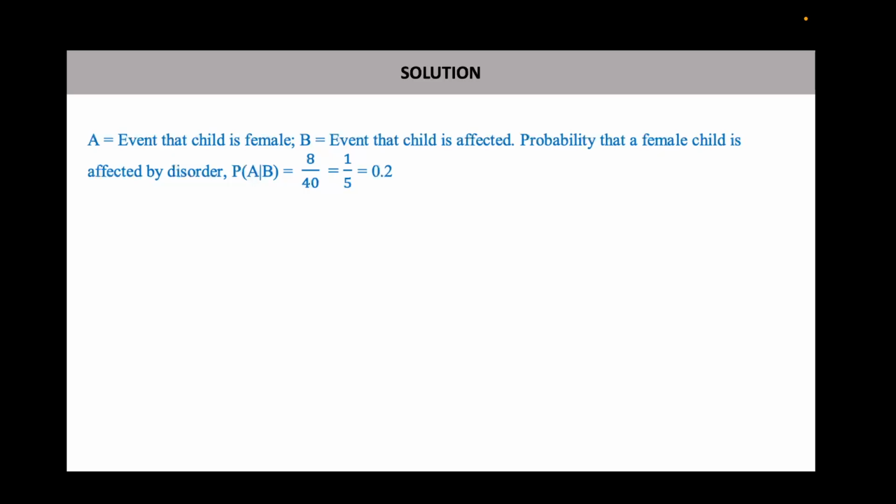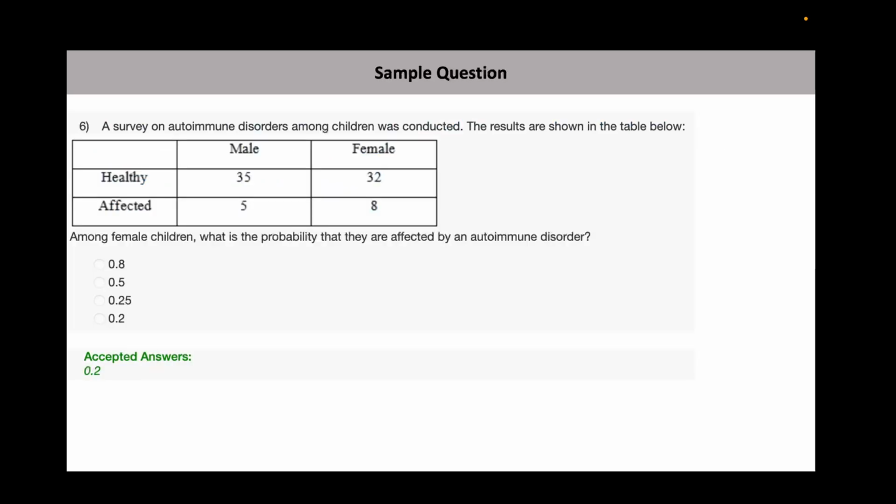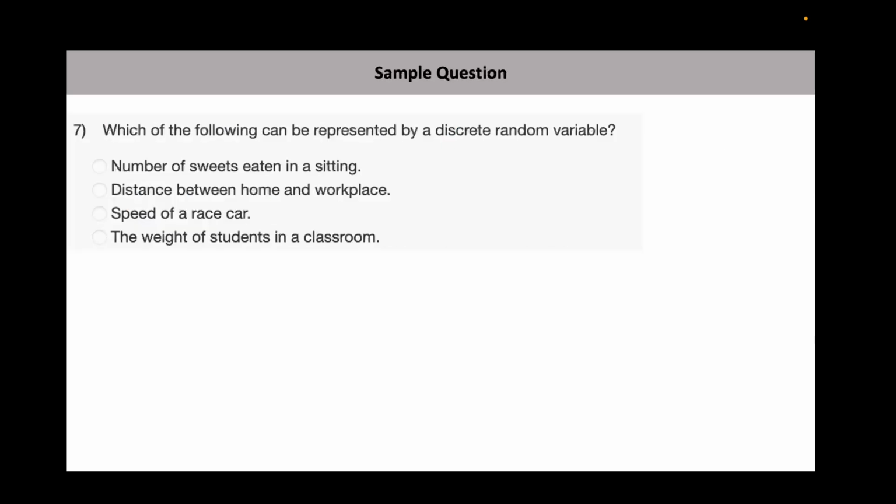Okay, now let's move on to our next question. Which of the following can be represented by a discrete random variable? Your options are: number of sweets eaten in a sitting, distance between home and workplace, speed of a car race, and the weight of students in a classroom. It's a theoretical question.